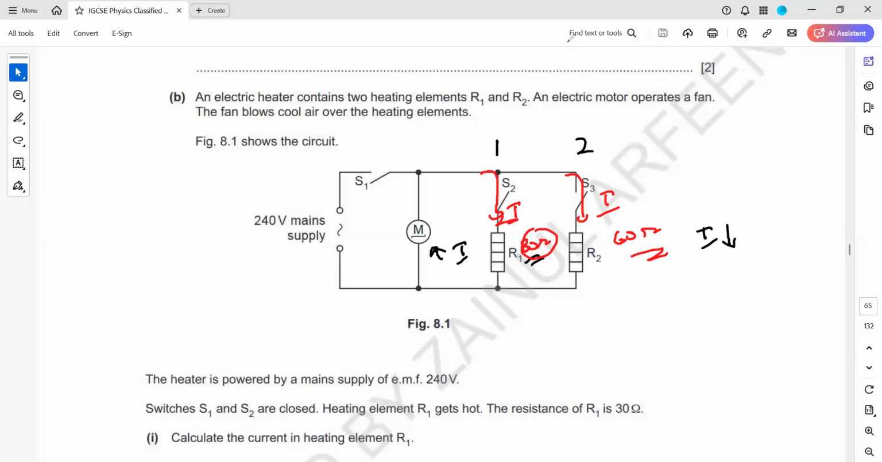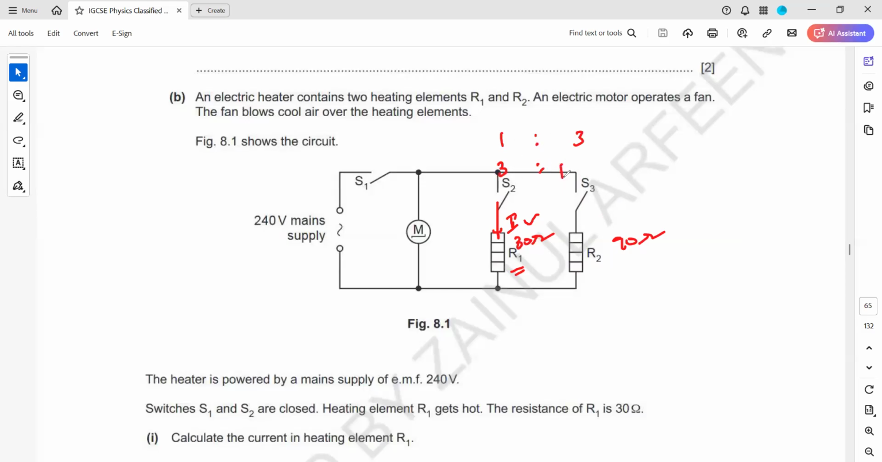But what if this was the question? This is 30 ohm and this one is 90 ohm. Now which one will have a high current? Again, R1 will have a high current. But what is the comparison? Three times, because the ratio of the resistance is 1:3. So the ratio of the current will be 3:1, opposite. So the current will be 3 times in R1 as compared to that of R2.